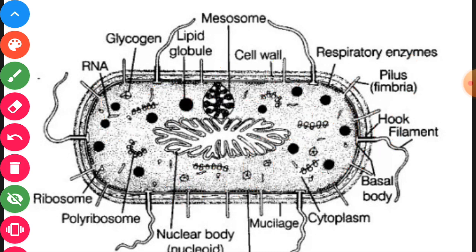Next, you can see the small structures like fimbriae and also the pili. Pili are the next structures, fimbriae or pili. These are smaller than the length of the flagella.